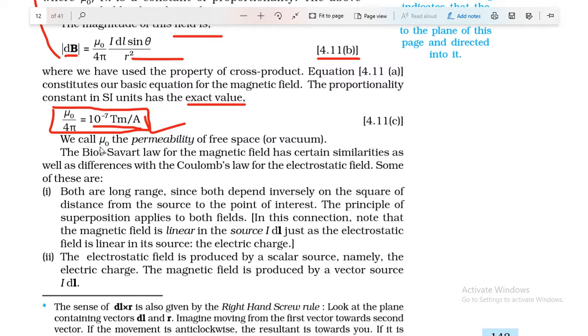We call this mu naught, and this is known as the permeability of free space or vacuum. The value of this mu naught you can find out from this equation. So mu naught is equal to 4 pi into 10 to the power minus 7 Tesla meter per ampere. So this is known as the permeability of free space or permeability of vacuum. This is the characteristic of a medium which allows a magnetic field in that medium. This is known as permeability.